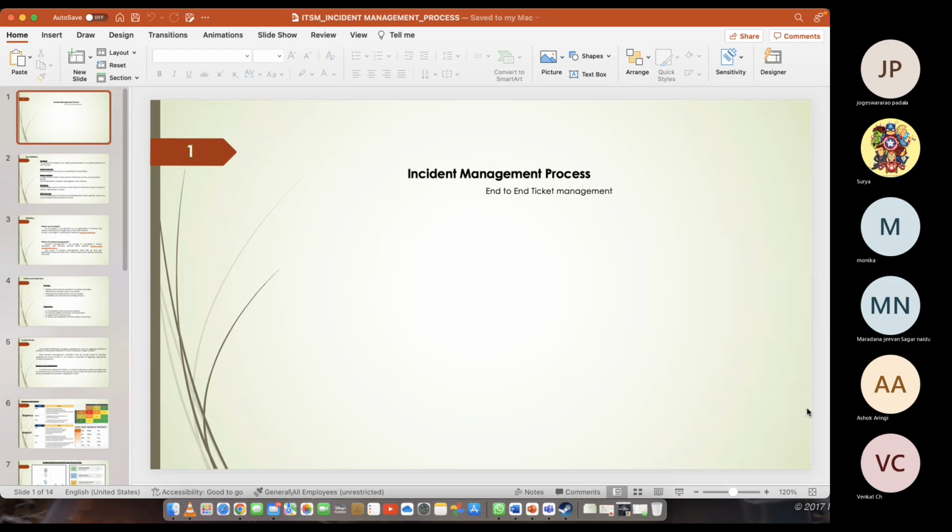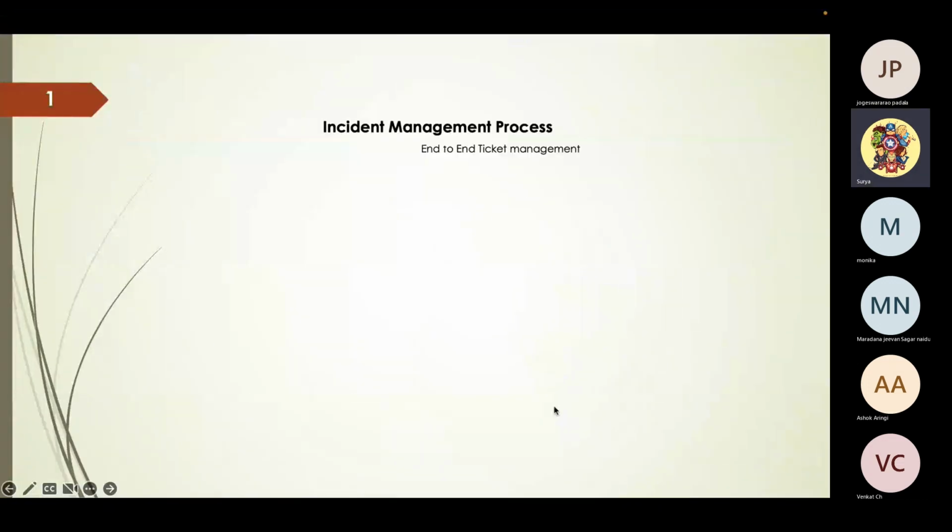So from today, we will start digging into each and every process. Make sure you have a notebook with you so that you can note down everything I am teaching here. As I mentioned, our core process is incident management, or it is called the incident management process.